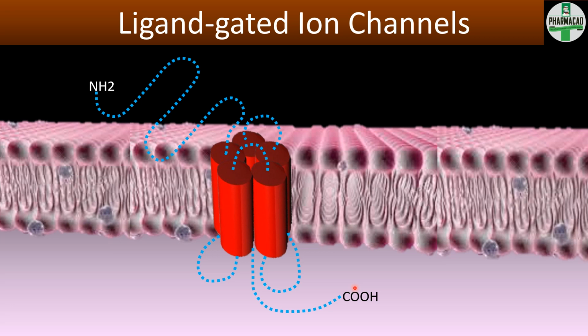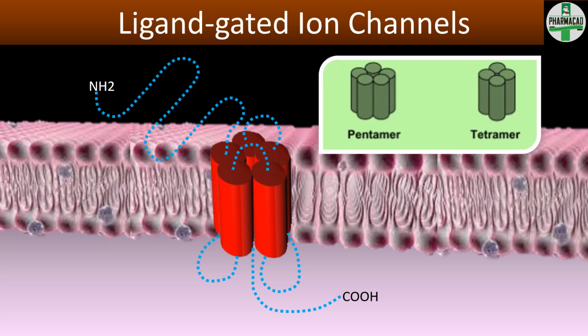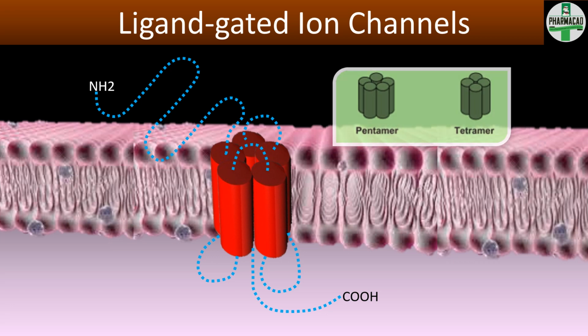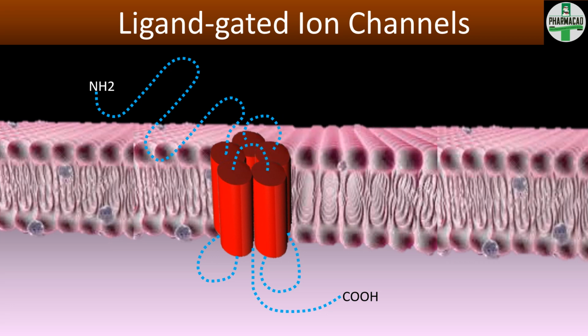Part of this chain of receptor which is present outside the cell membrane is called extracellular region, and the part of this chain which is present inside the cell membrane is called intracellular region. The region of receptor passing through membrane is known as transmembrane region. Based on number of transmembrane regions, receptor can be pentameric or tetrameric. A very common example of ligand-gated ion channel is nicotinic acetylcholine receptor.